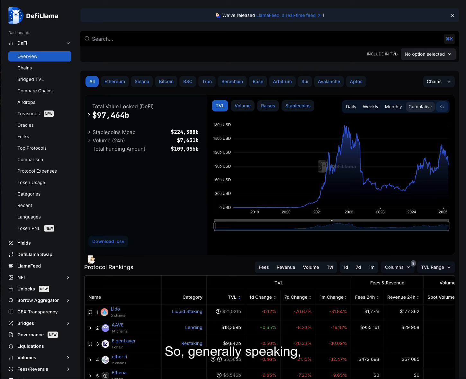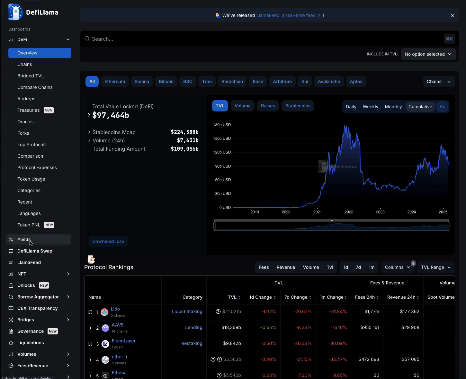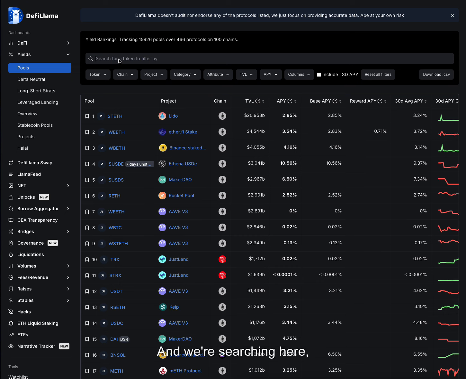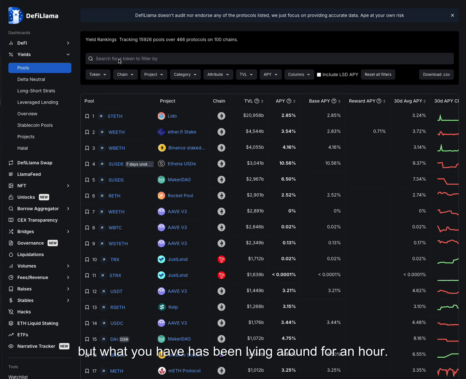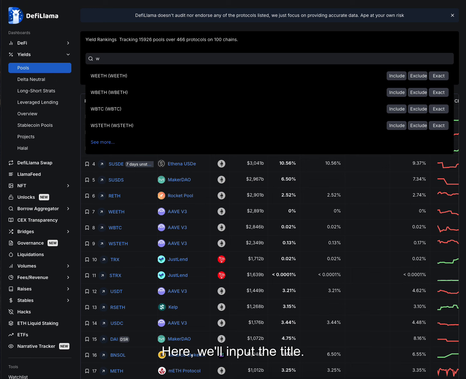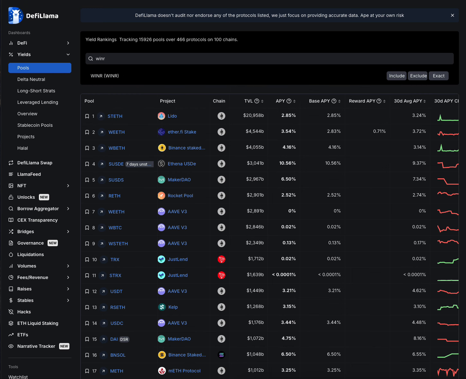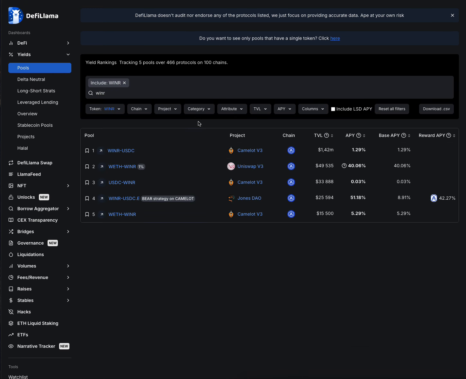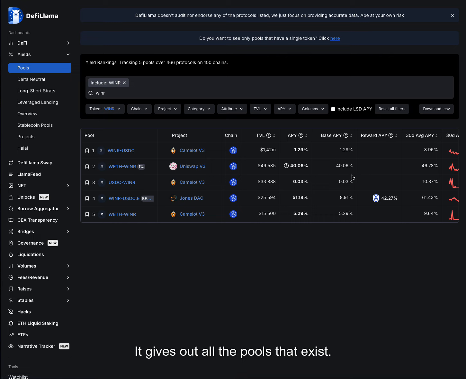So, generally speaking, to find a comprehensive site for a particular token, we refer to DeFi Llama. Navigate to the yield section. And we're searching here for what you have that has been lying around for a while. Let's say the Wiener token, which is in a big dip now. Here, we'll input the title. It gives out all the pools that exist.